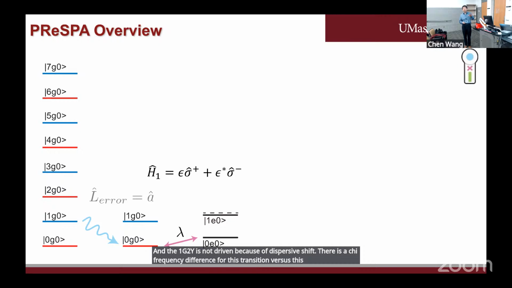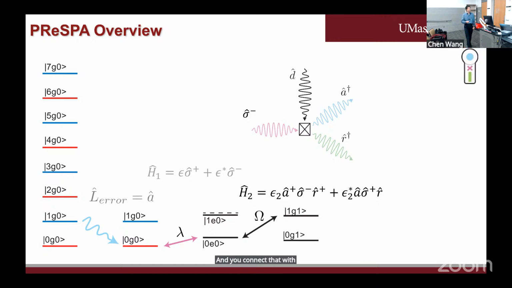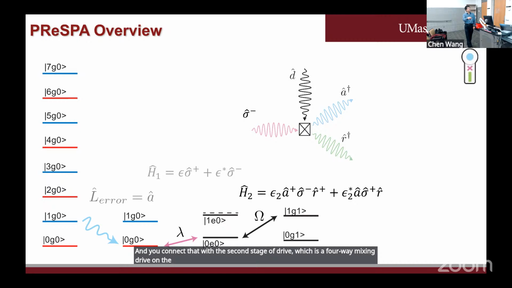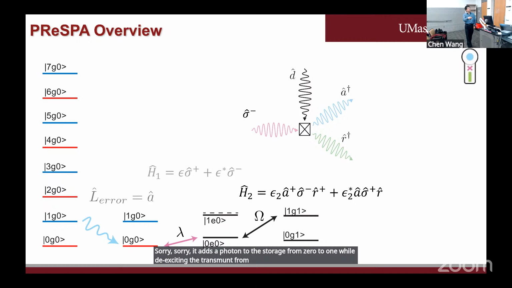So if the drive is not too strong, then you only do this drive. And you connect that with the second stage of drive, which is a four-way mixing drive on the system that excites the transmon from 0 to 1. It adds a photon to the storage from 0 to 1, while de-exciting the transmon from E to G and adding a photon in the reservoir mode, in the lossy resonator.